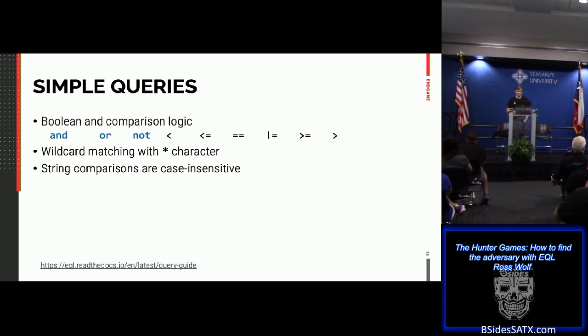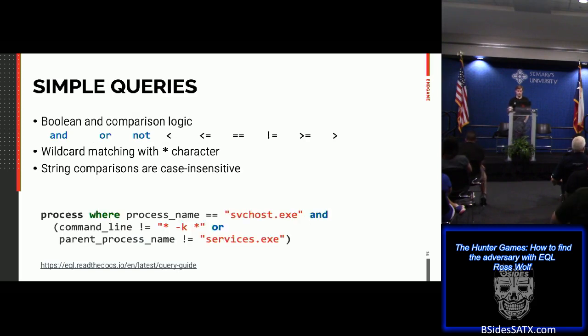At the very basic level, we're comparing fields to strings and wildcards. A query might look like this in EQL, the simplest form. This is just looking at process events, at process name, a field in our schema, that matches svchost, and either the command line argument doesn't have -k, which svchost always should, or it doesn't come from services.exe. So this is just one thing: find weird svchosts. Boom, here's an easy, free one to go. This is what a simple EQL query would look like.